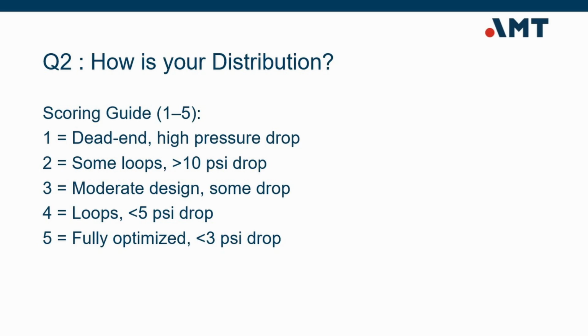A 10 psi pressure drop in distribution is not uncommon in older systems, but it's a major waste driver. Improving distribution often involves adding loops, increasing pipe size, reducing restrictions, improving drop legs, and fixing poorly designed branch lines. Score your system based on the guides on the slide.